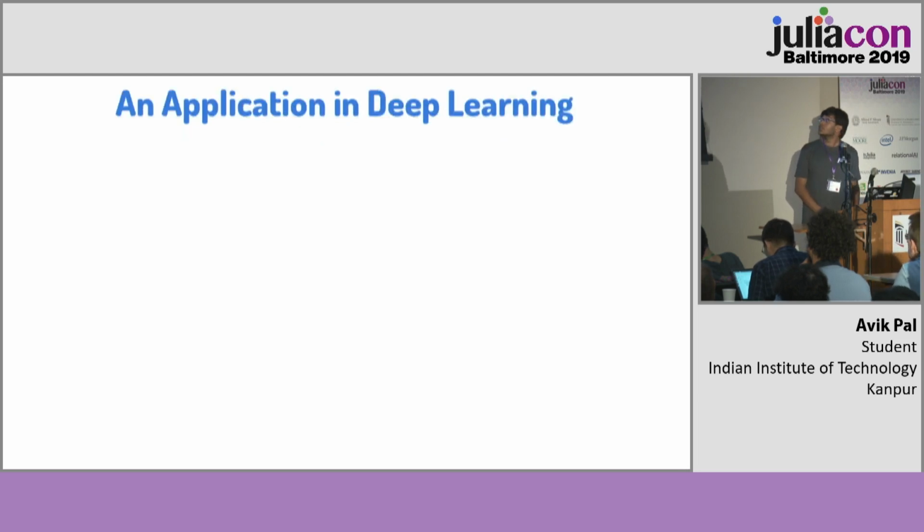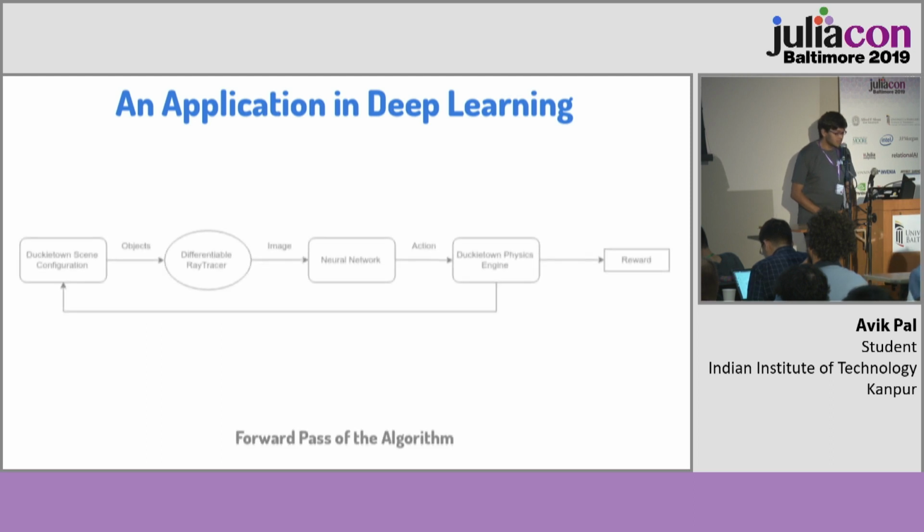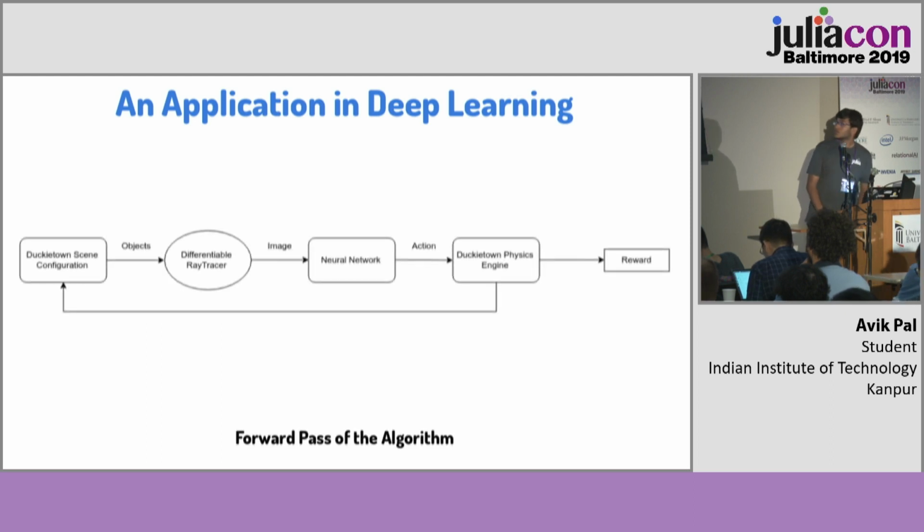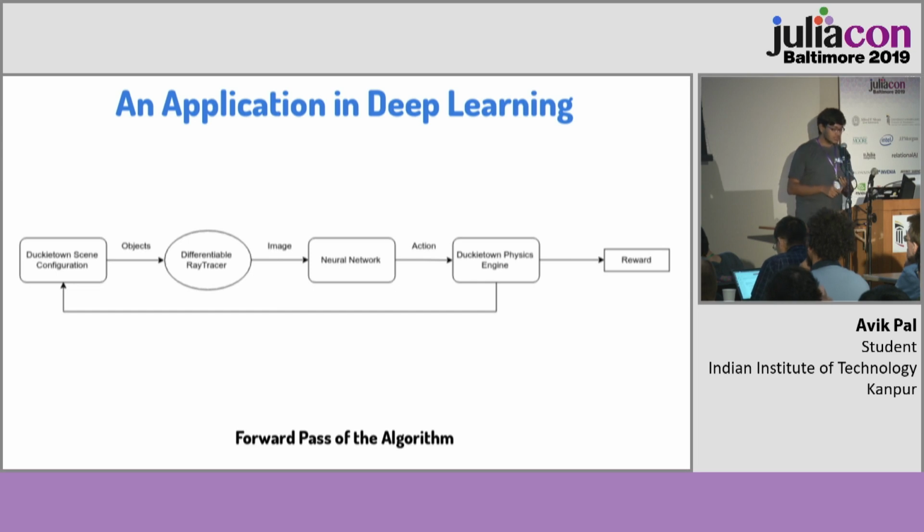Now finally, let's see about deep learning. Duckietown is basically a test bed for self-driving cars. Internally it has a scene configuration, and it has a physics engine written in it. It was originally written in Python, but recently it was converted to Julia by Tejan.